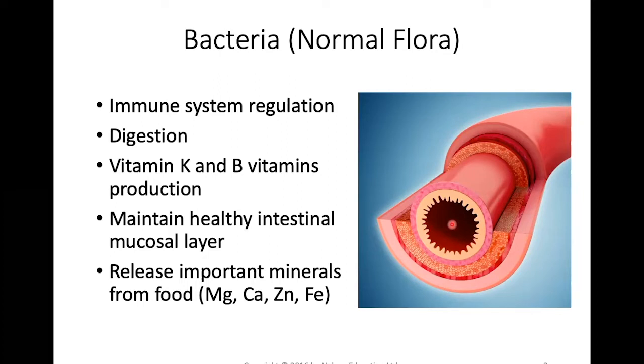Our normal bacterial flora are also responsible for aiding us in digestion, and the production of both vitamin K and B vitamins within our large intestine. They help to maintain that inner mucosal layer made up of epithelial tissue, and are also capable, through metabolic processes, of releasing important minerals such as magnesium, calcium, zinc, and iron from the food that we ingest.